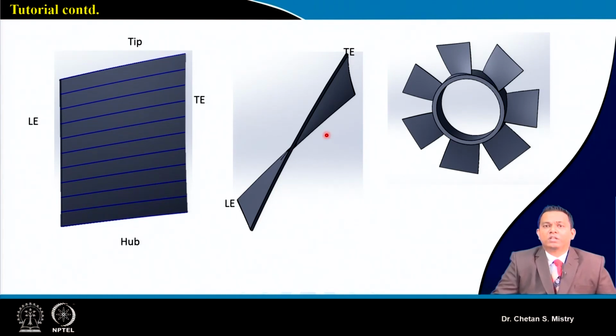Now in order to understand how my blade will look near the hub region and near the tip region, this is the rotor we are discussing for this ventilation fan. This is how my ventilation fan has been designed.